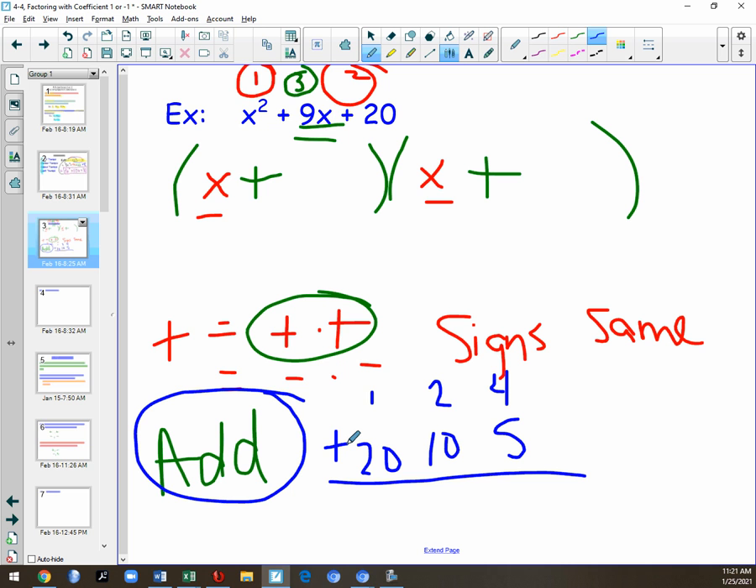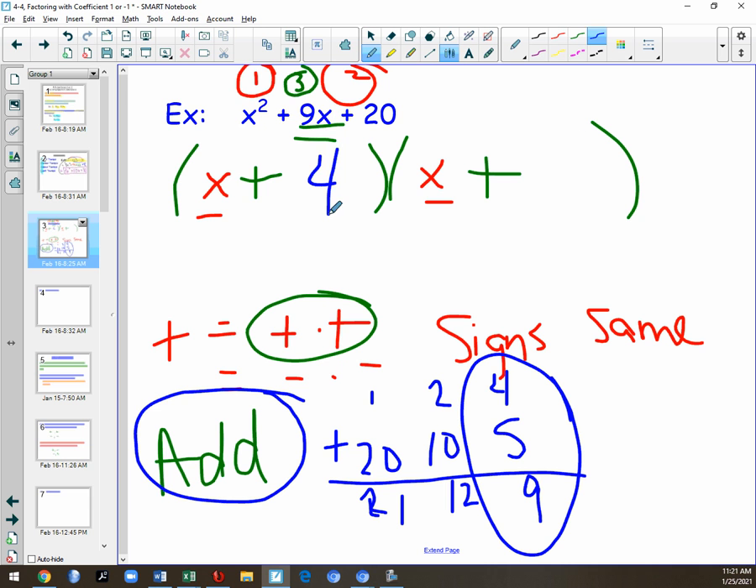Add to 9. So 1 and 20 give me 21. 2 and 10 give me 12. 4 and 5 give me a 9. So that means I'm going to be utilizing the factors 4 and 5. So a 4 goes here and a 5 goes here.